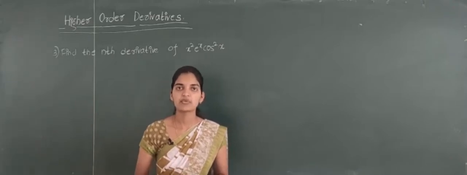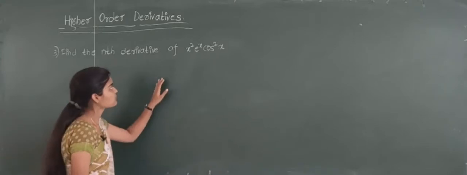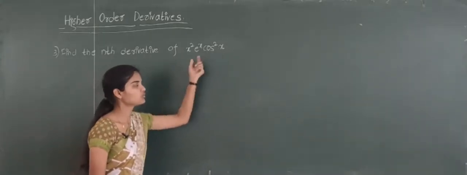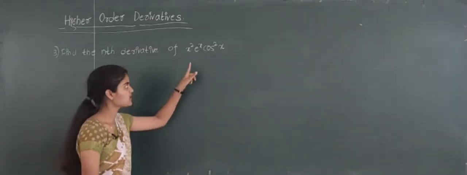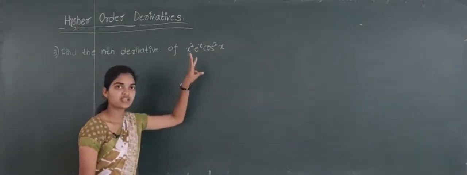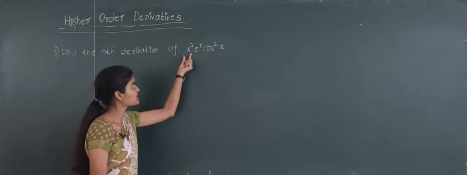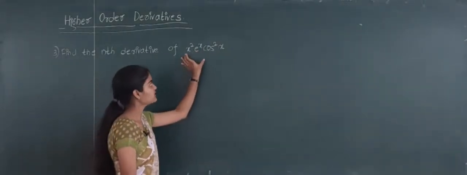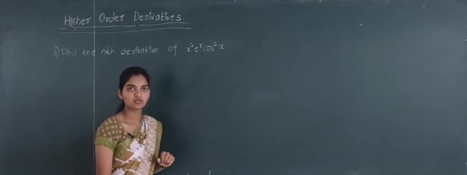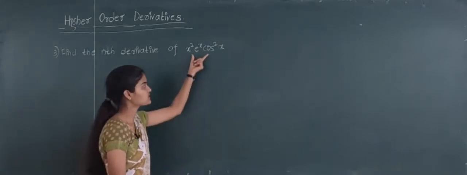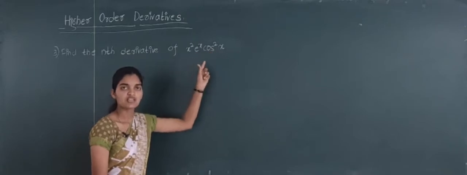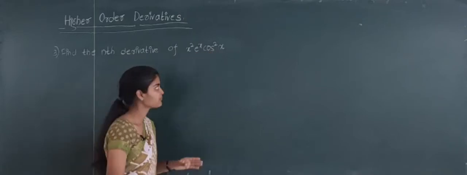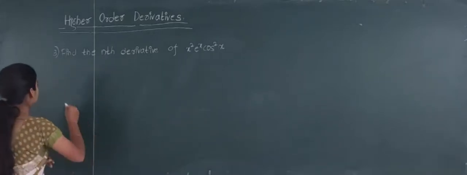So the next example I will consider is: find the nth derivative of x square e raised to x into cos square x. See here, it contains three functions of x: x square, e raised to x, and cos square x. So I will take this as the product of two terms, that is, we will transform this function into a form whose higher order derivatives we know. Okay, so let us see how we are doing that.